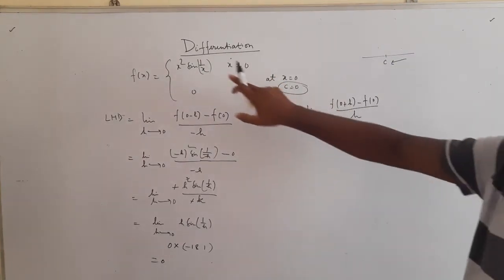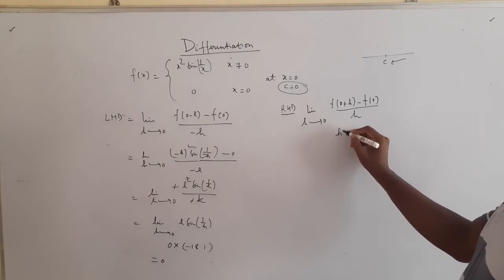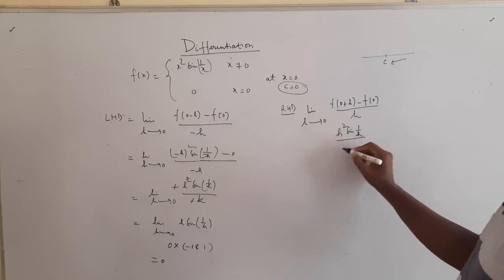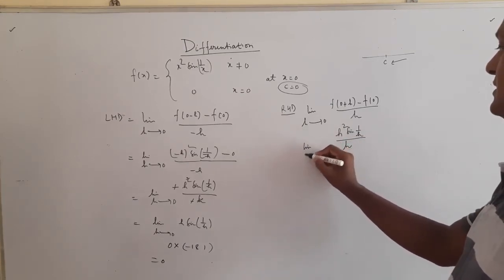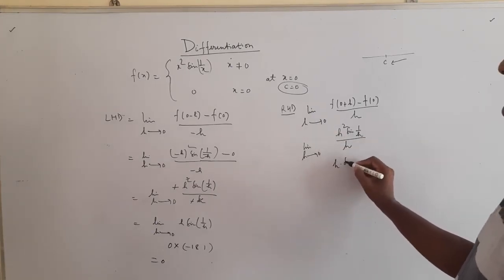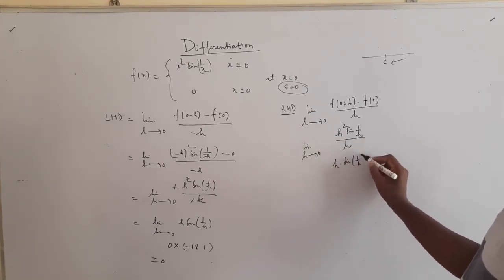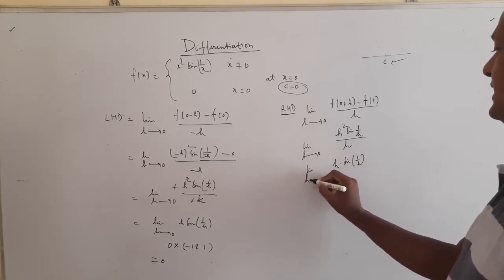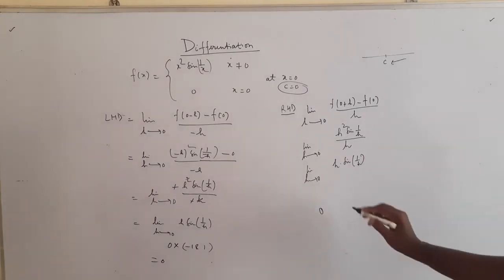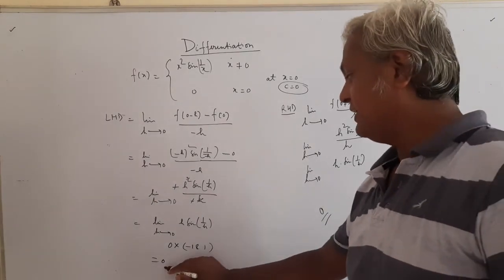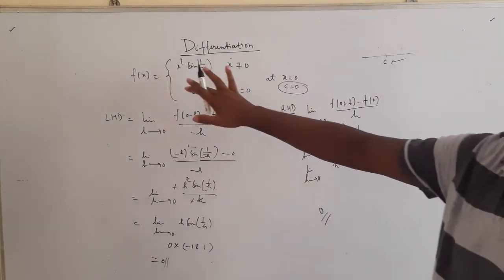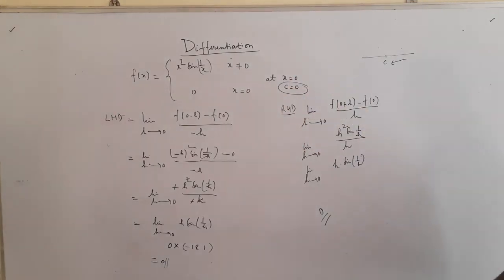So here if I put f(h) there, this will become h square sine 1 over h over h. This is limit h tends to 0. So now this is again h sine 1 by h, limit h tends to 0. This value is also 0, just like this one. And here you see that both the left hand derivative and the right hand derivative are existing, giving a finite value 0. So you can say that this function is differentiable at x equal to 0.